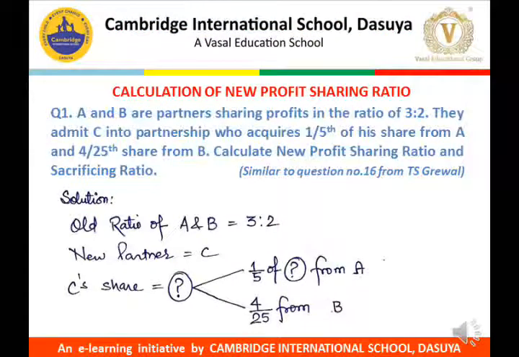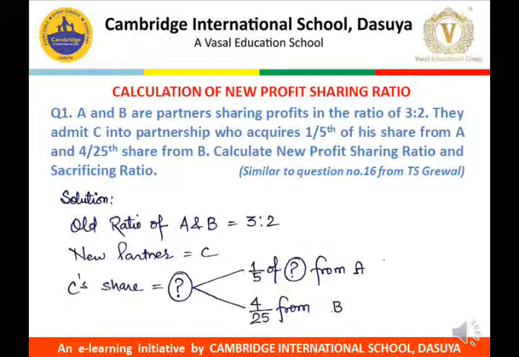Students, we will start with the topic calculation of new profit sharing ratio. The question number 1 is: A and B are partners sharing profits in the ratio of 3:2. They admit C into partnership who acquires 1 by 5th of his share from A and 4 by 25th share from B. Calculate new profit sharing ratio and sacrificing ratio.